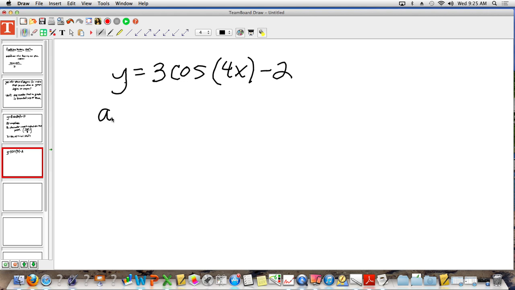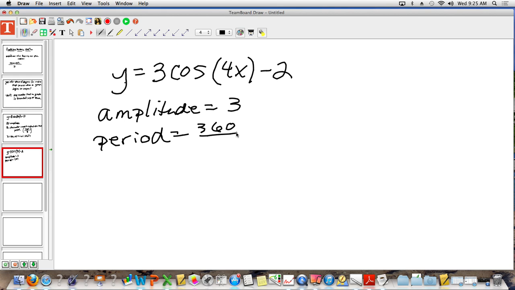What's the amplitude? 3. Amplitude is 3, and I know we just did one of these, but we have never put them in our notes before. So the amplitude is 3. The period is 90. Very nice. So you take 360 degrees divided by the b value, which is 4. So 360 divided by 4 is 90 degrees.